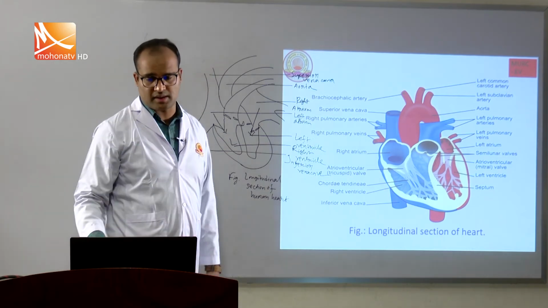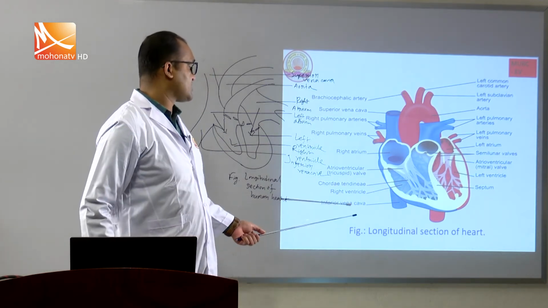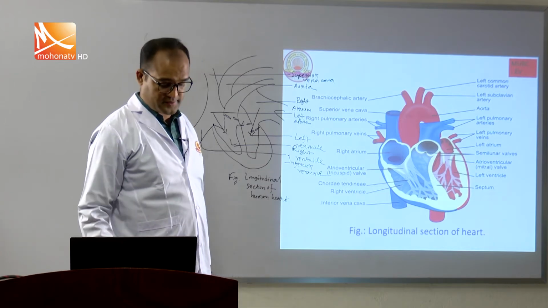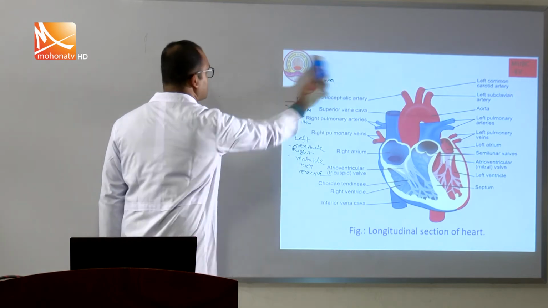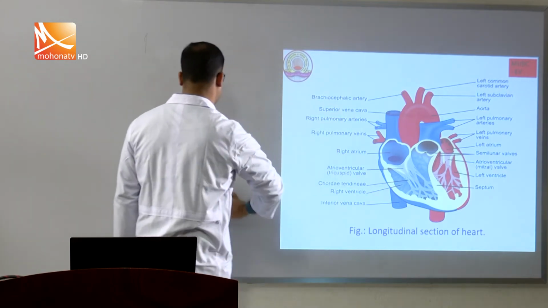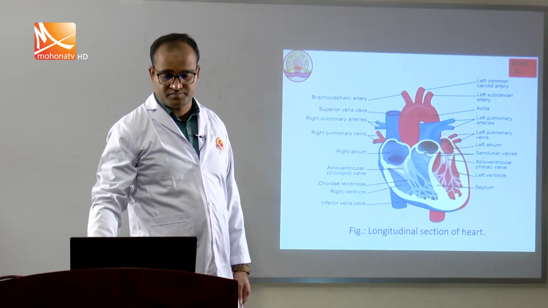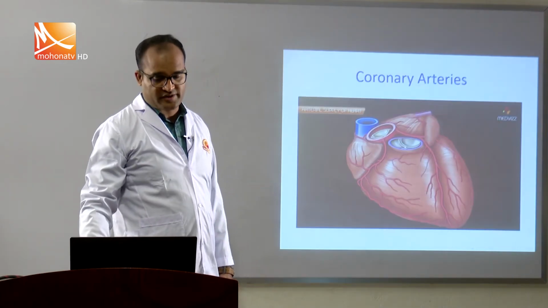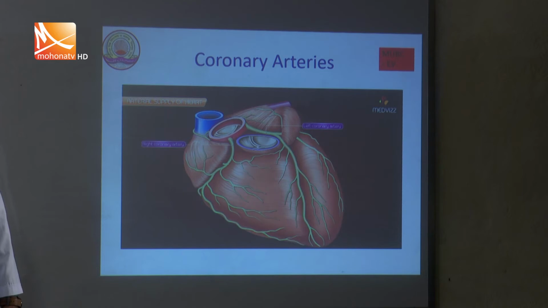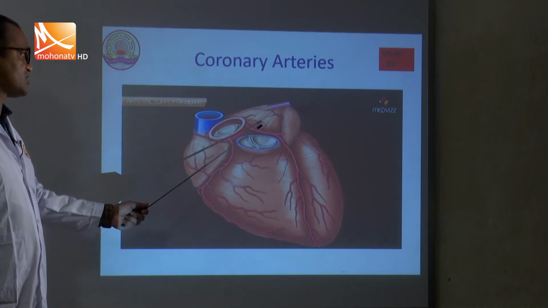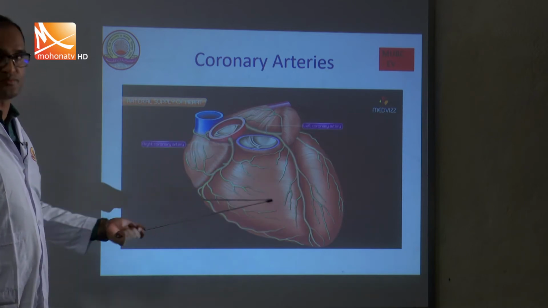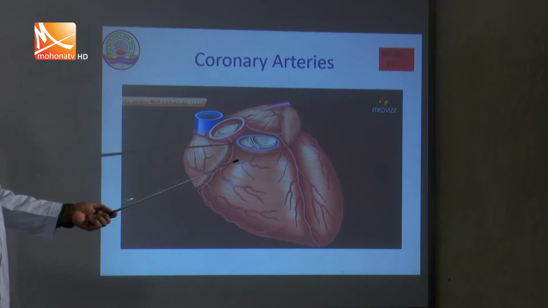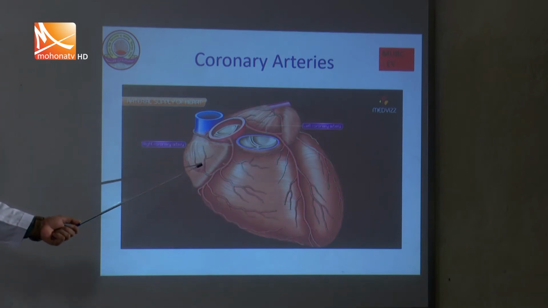So how do we draw a labeled diagram of the internal structure of the human heart? Coronary arteries. That means the human heart has coronary arteries that carry blood from the aorta to the cardiac muscle, that means the wall of the human heart. One is called the left coronary artery, the other is called the right coronary artery.